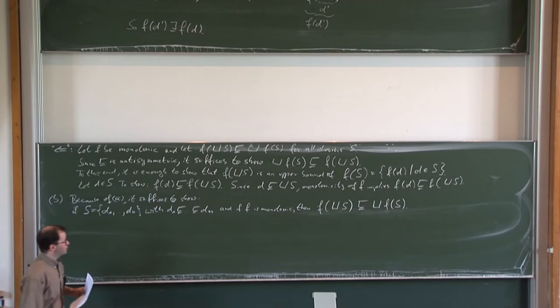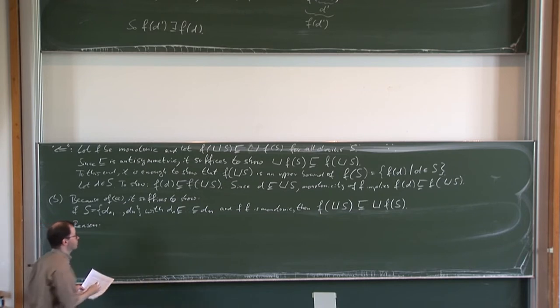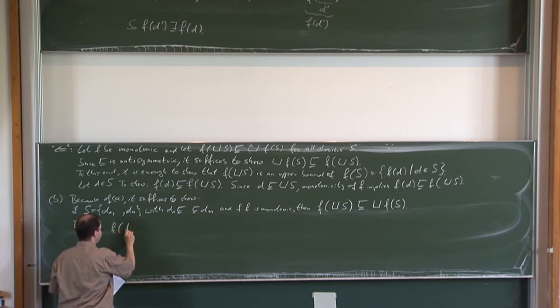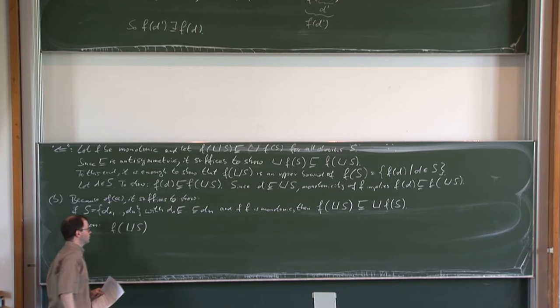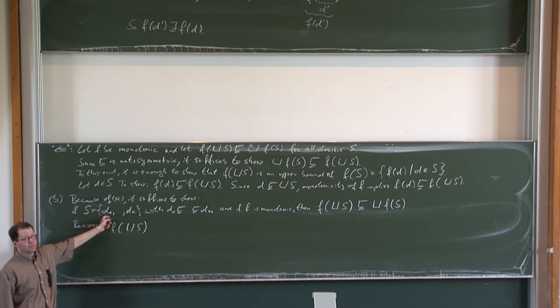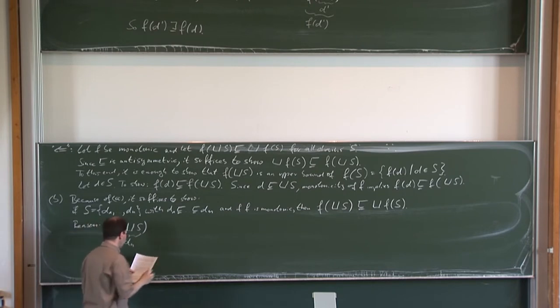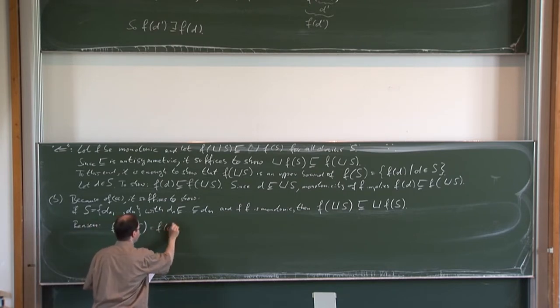Now, how do we show this? What is the reason? Well, what is f of the least upper bound? What is the least upper bound of this finite chain? Well, we had this before. The least upper bound is dn. So this is f of dn.